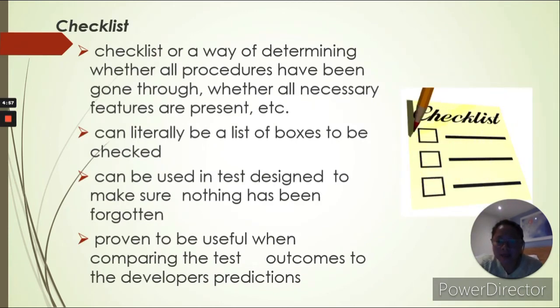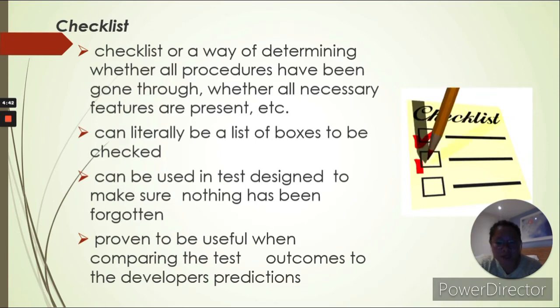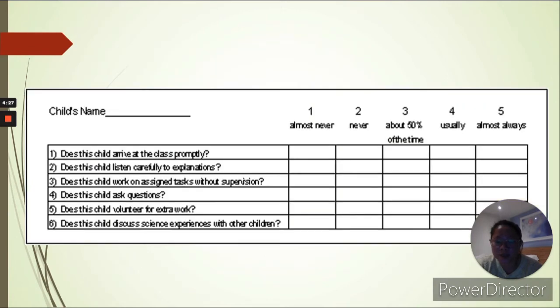Another one is the checklist. Checklists are a way of determining whether our procedures have been gone through, whether all necessary features are present, etc. It can literally be a list of boxes to be checked and can be used in test design to make sure nothing has been forgotten, and it is proven to be useful when comparing the test outcomes to the developer's predictions. An example here is this one. It can be an evaluation form also.